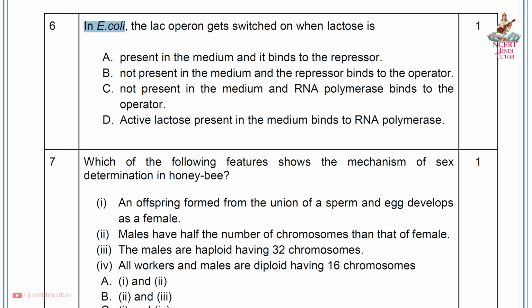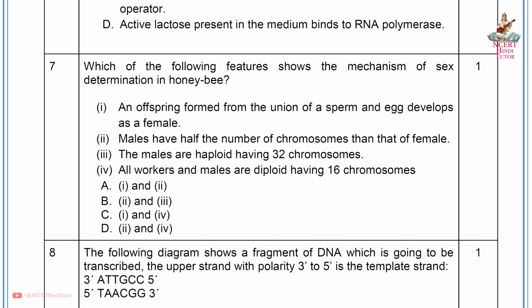Question 6. In E. coli, the lac operon gets switched on when lactose is, answer A, present in the medium and it binds to the repressor. Question 7. Which of the following features shows the mechanism of sex determination in honey bee? Answer A, first and second. First, an offspring formed from the union of a sperm and egg develops as a female. Second, males have half the number of chromosomes than that of female.